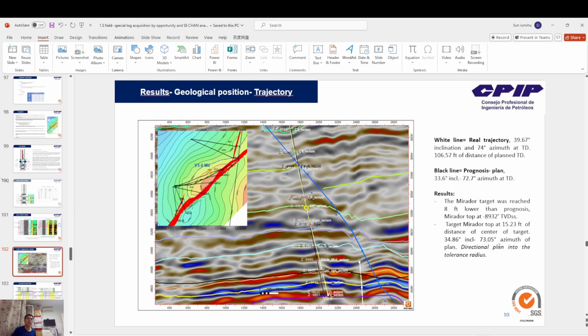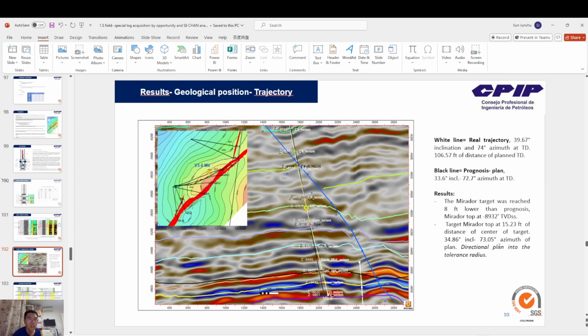White line is the real trajectory. Nearly 40 degrees inclination and 74 degrees azimuth at TD. Black line is the prognosis plan. Results: the Mirador target was reached 8 feet lower than prognosis.